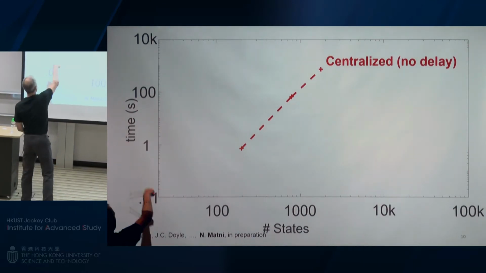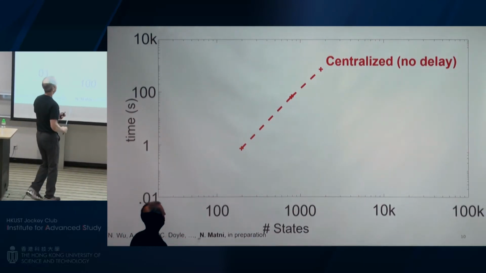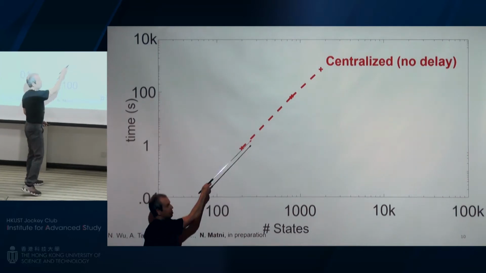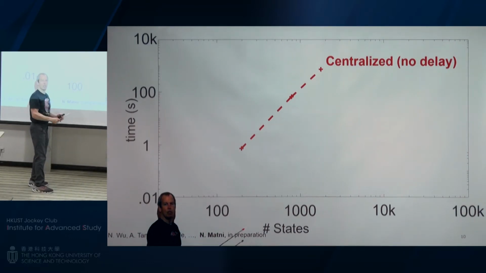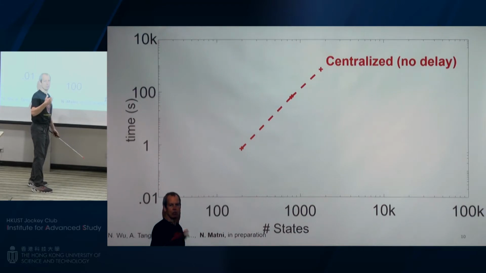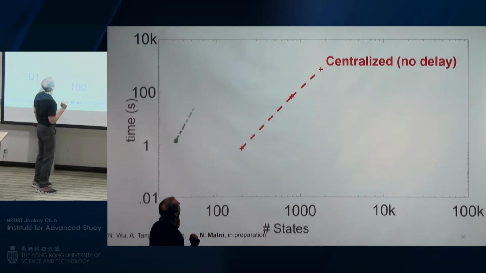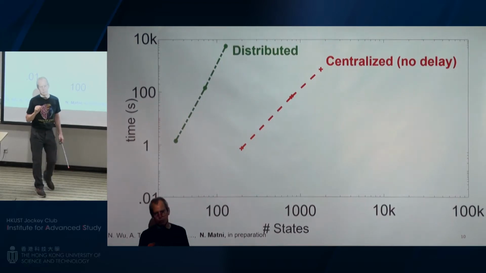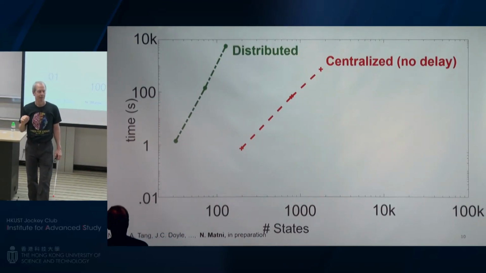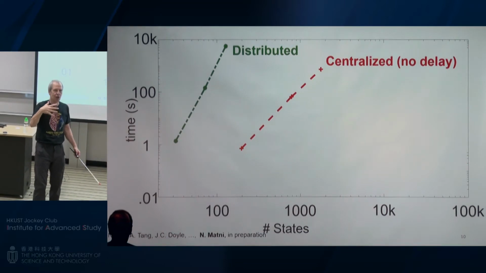It doesn't matter what this is, it's just the scaling. So this is log, so this is n cubed. N cubed is how expensive it is to design a centralized LQG controller. That's what the distributed one costs. It's constrained, right? It's a much harder problem.